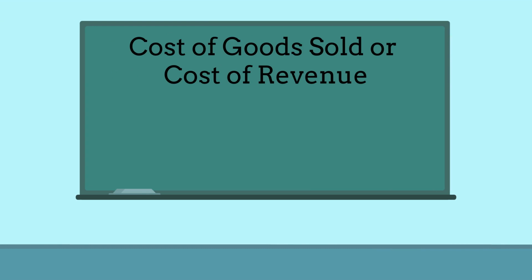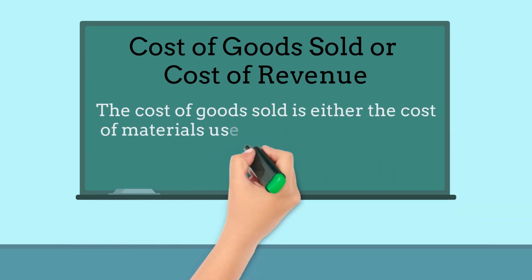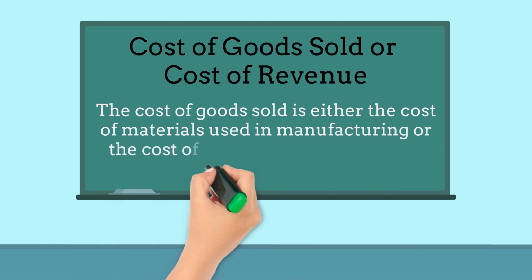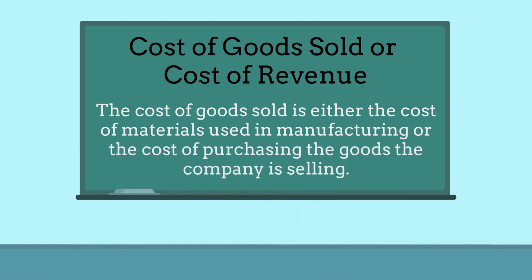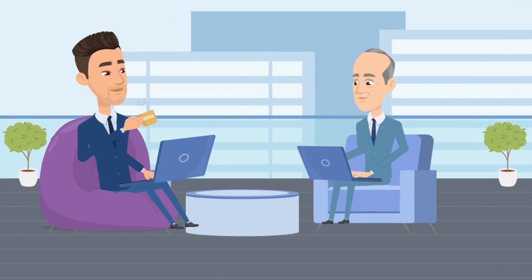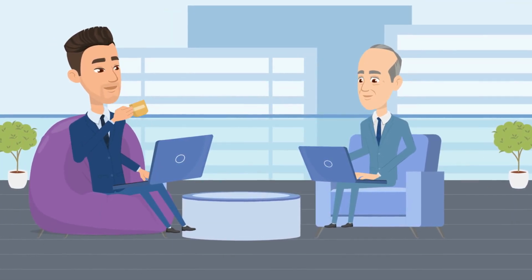Under the line for revenue comes the cost of goods sold, also known as cost of revenue. The cost of goods sold is either the cost of materials used in manufacturing or the cost of purchasing the goods the company is selling. We should always investigate what the company is including in its calculation of its cost of sales or cost of revenue. This gives us a good idea of how management is thinking about the business.